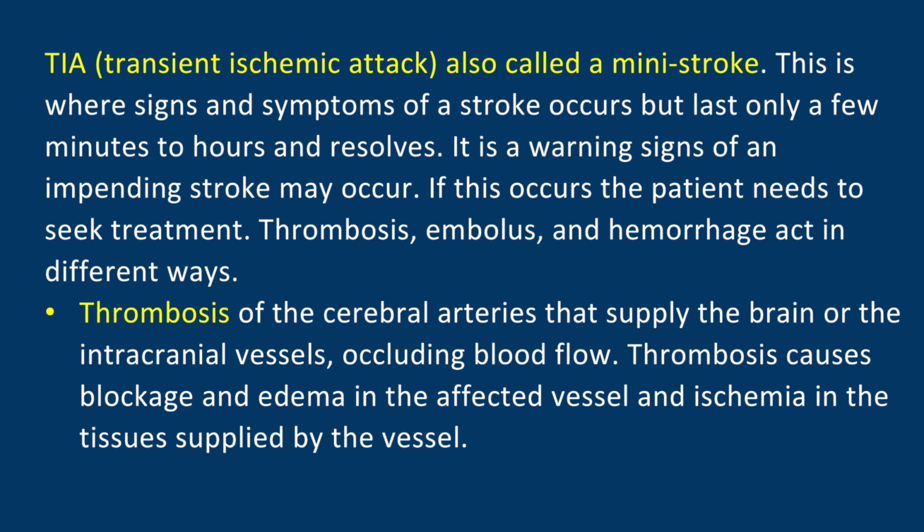Thrombosis, embolus, and hemorrhage act in different ways. Thrombosis occurs in the cerebral arteries that supply the brain or in the intracranial vessels, occluding blood flow. Thrombosis causes blockage and edema in the affected vessel and ischemia in the tissue supplied by the vessel.